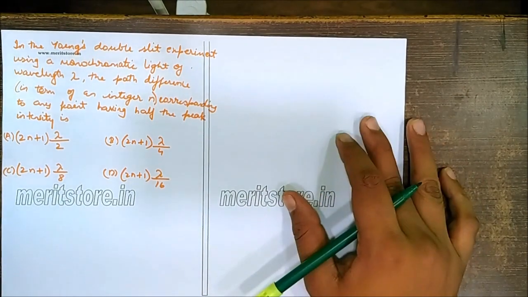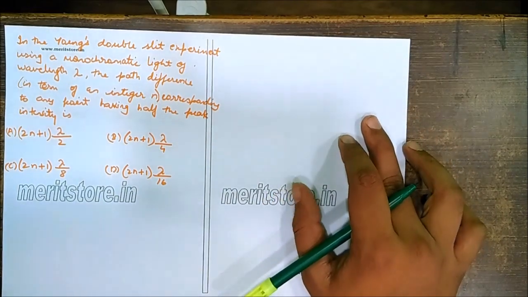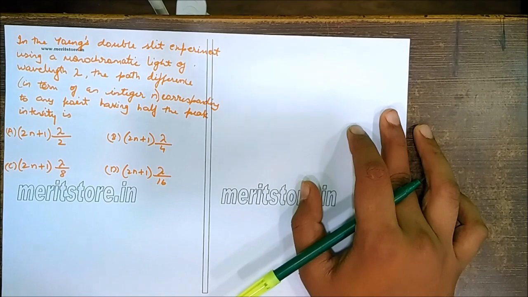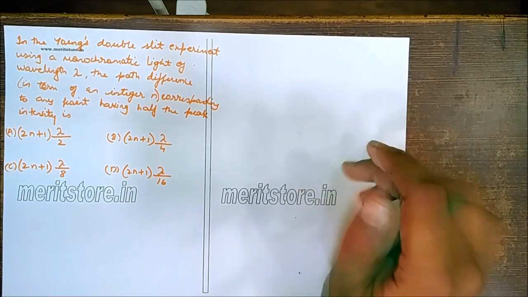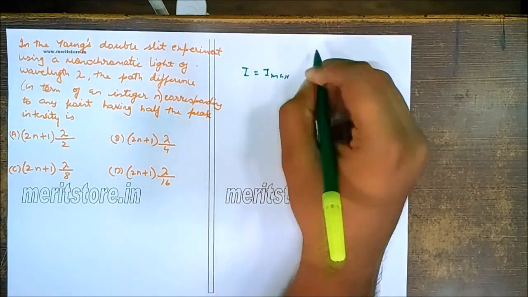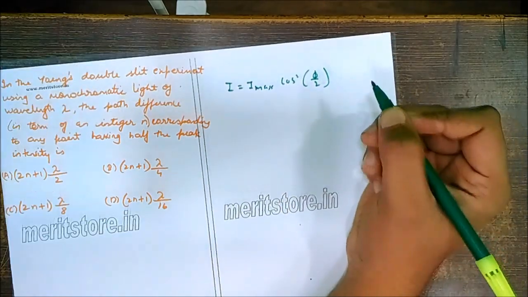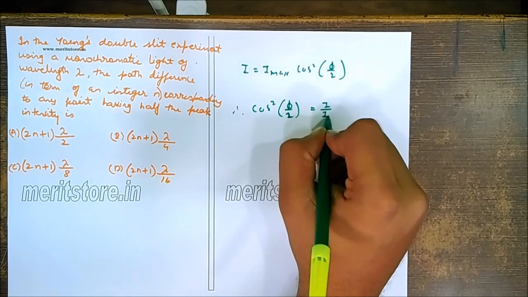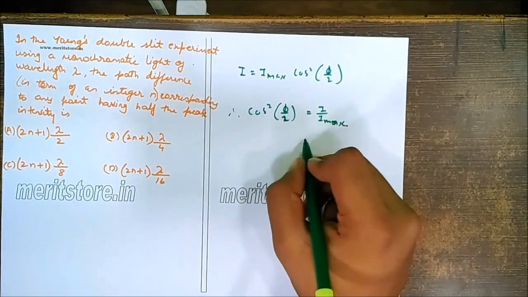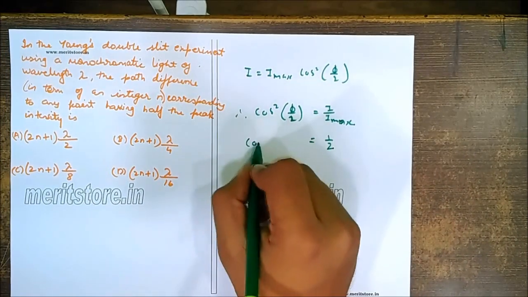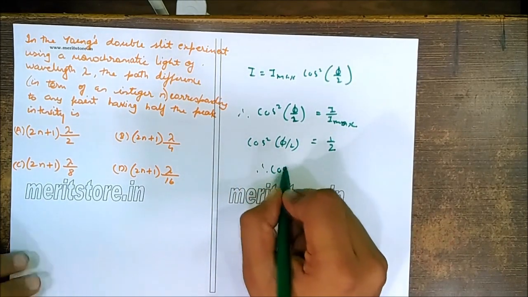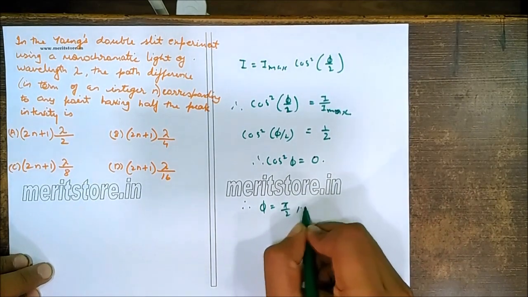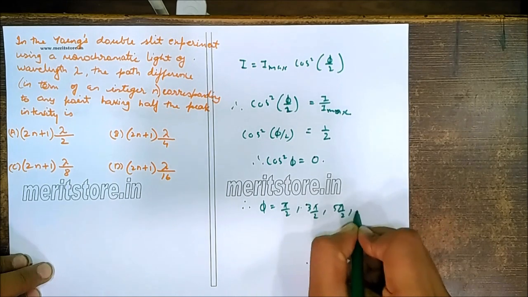The next question: in Young's double slit experiment, using a monochromatic light of wavelength lambda, the path difference in terms of an integer n corresponding to any point having half the peak intensity is? Alright, so we can say I is equal to I max cos square phi by 2. So therefore cos square phi upon 2 is equal to I upon I max. So that is 1 by 2. So cos square phi by 2 is 1 by 2. Therefore cos phi is equal to 0. So therefore phi can be pi by 2, 3 pi by 2, 5 pi by 2.